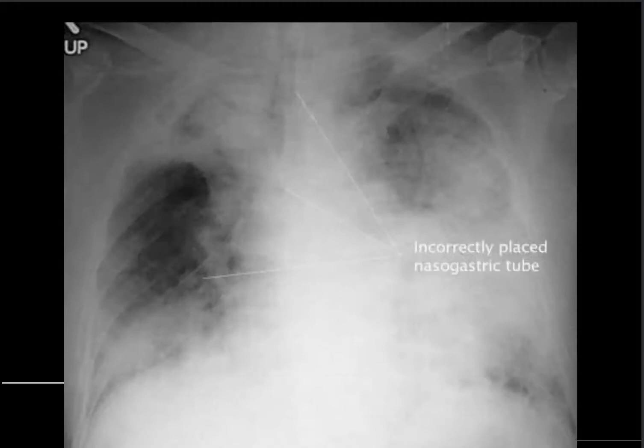patient unfortunately passed away from severe aspiration pneumonia as a result of incorrect nasogastric tube feeding. So just an example of why checking the lines and tubes is so important in a hospital setting.